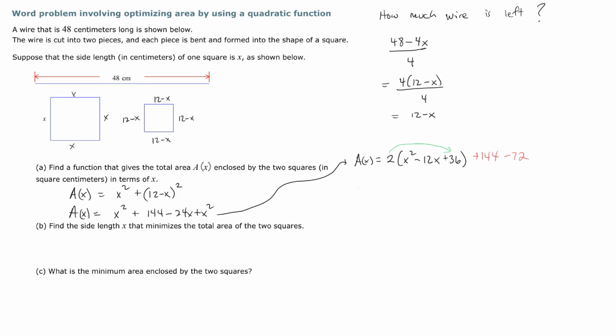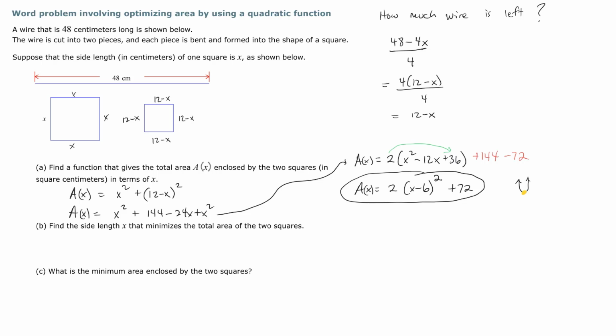Let's find our function now. A of x is equal to 2 times the quantity x minus 6 to the second power plus 72. That's the function we want. And because this is a parabola opening up, it's concave up, so it actually has a minimum value.